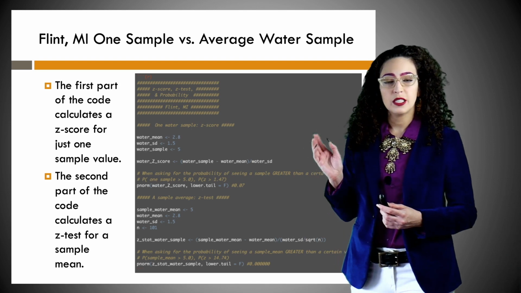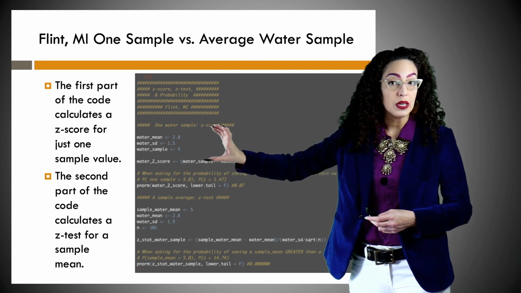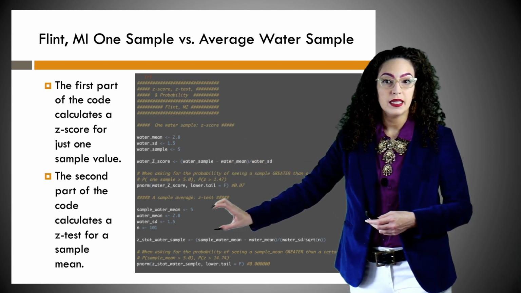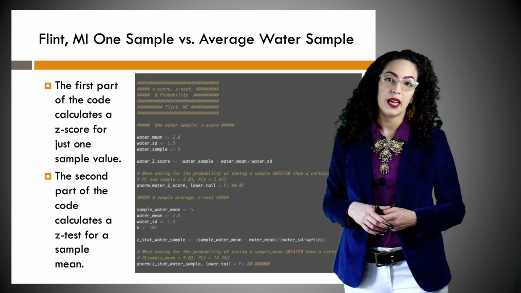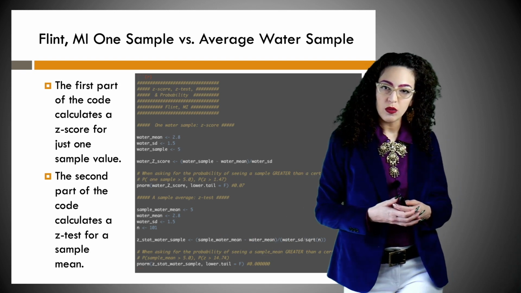Now this example is from the Flint, Michigan water example. This part is the z-score, this part is the z-statistic, and the pnorm function below again gives you the probability associated with those z values. But I will see you in the next one.